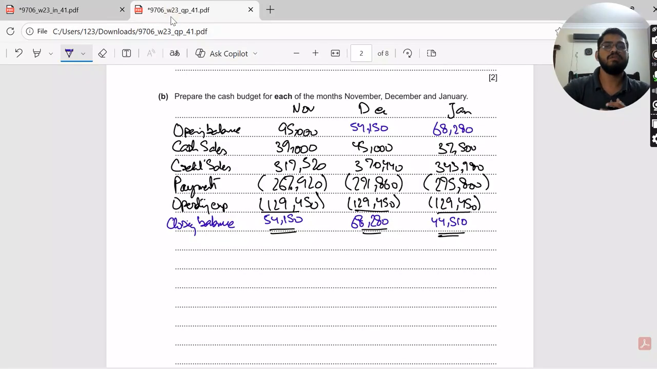So in this part we were required to prepare the cash budget for the months of November, December and January. We were provided with the opening balance for the month of November, and then we had to make some adjustments for the sales. Some of the sales were cash sales, some were credit sales, so we have to make adjustments for that as well. And the same, we had to make a working for the calculation of our payments as well. And for operating expenses, one thing that we have to remember is that depreciation being a non-cash expense, we do have to deduct that amount.